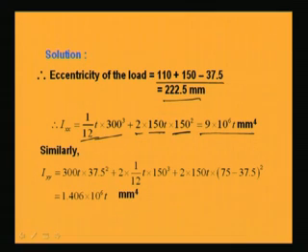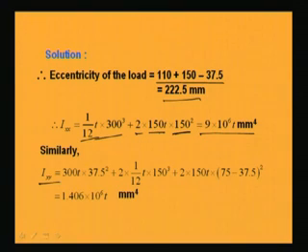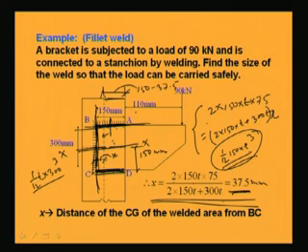So, the moment of inertia about the x axis is 9 into 10 to the 6 T, where T is the throat thickness of the weld. Similarly, I can find IYY, the moment of inertia about the YY axis. Let us see how IYY can be calculated.